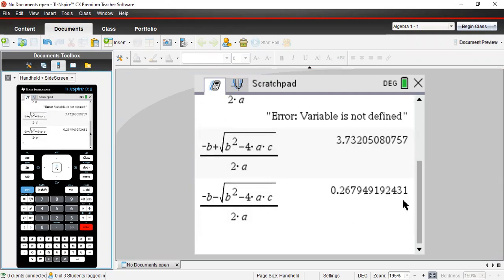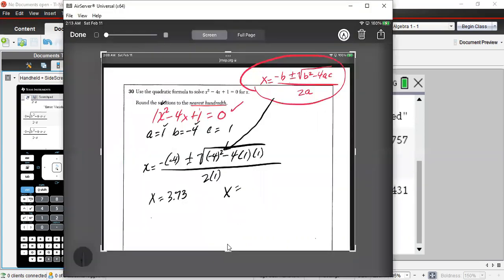Here's the other solution. It's a little bit over 0.26. We're going to round this up to 0.27 because when we look at the 7, 7 is greater than 5, so we round up. So our second answer is x equals 0.27. And that would be our answer.